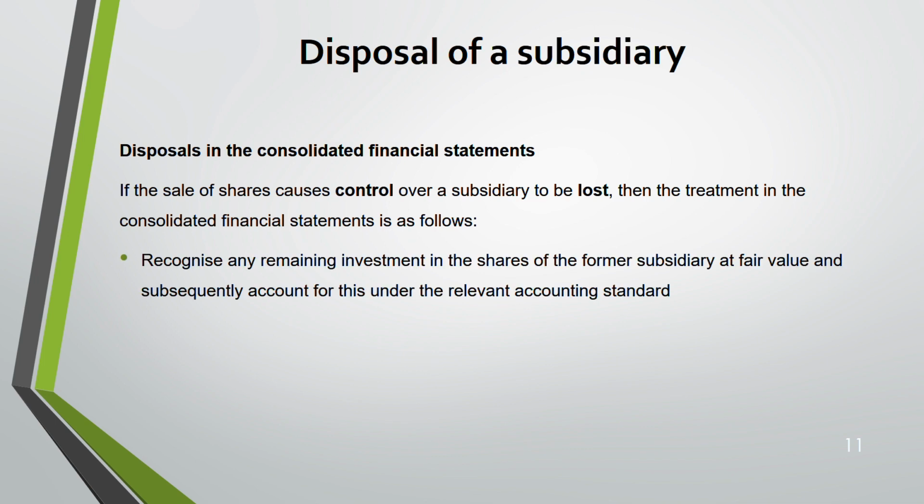Next, you have to recognize any remaining investment in the former subsidiary at fair value, and subsequently account for it under the relevant accounting standard. It could be anything, for example a financial instrument under IFRS 9. But it depends: if the subsidiary becomes an associate, the rule is you have to apply IAS 28.